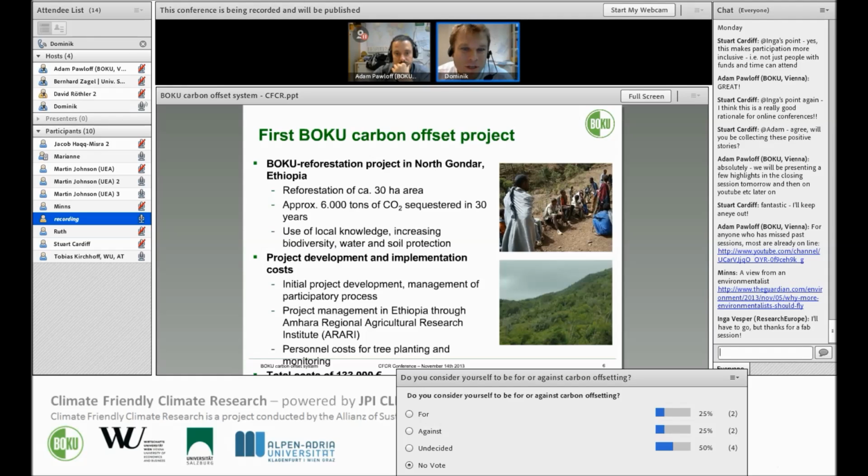So regarding our first project, it is in Ethiopia. We started the project this year in January, and it is a reforestation of a 30-hectare area. There will be more than 6,000 tons of CO2 sequestered in 30 years. And what is very special in this project is that local knowledge will be used.